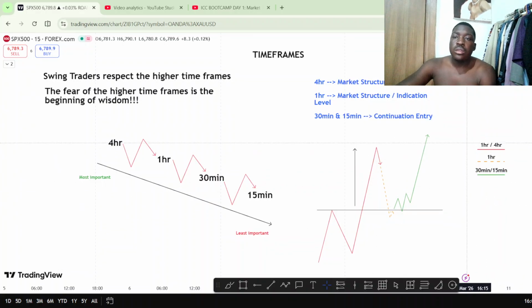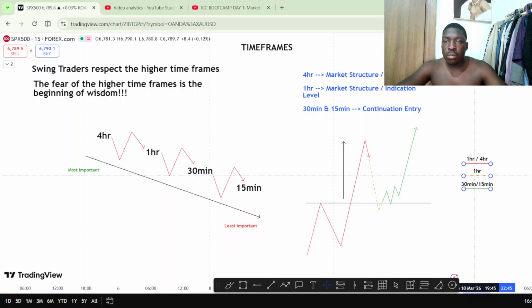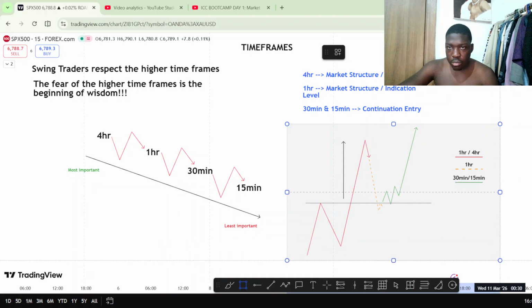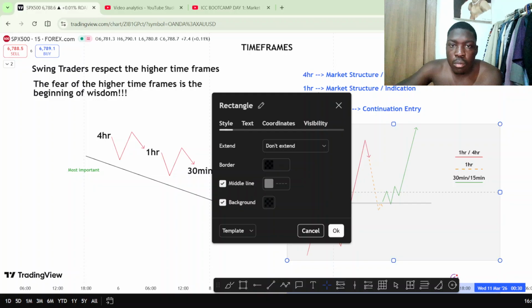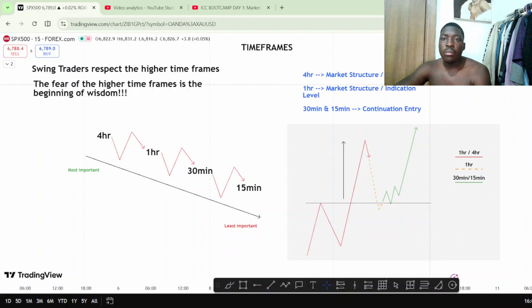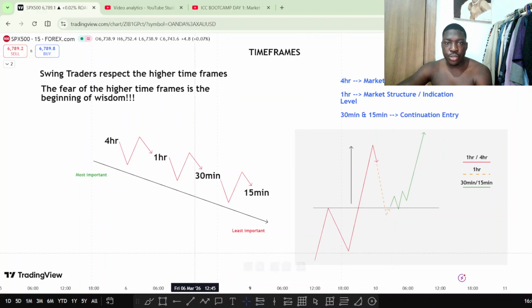Cool. So now you know. Once again, take your screenshots. I'm gonna download this.